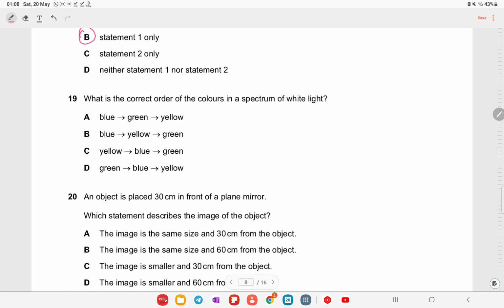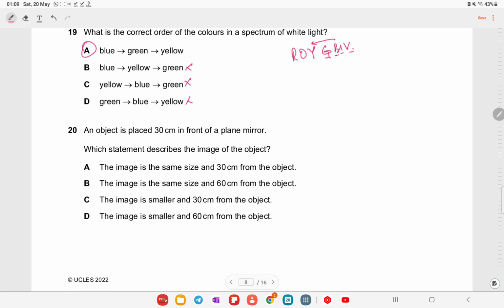What is the correct order of the colors in the spectrum of white light? You can memorize the word ROY G BIV to find out the correct positioning: red, orange, yellow, green, blue, indigo, and violet. So over here, green, blue, yellow. So option A is your right answer.